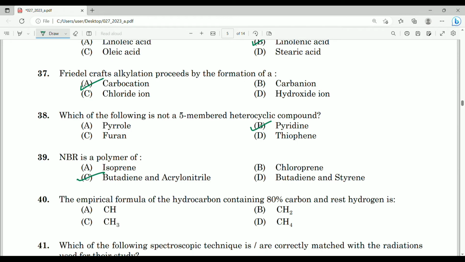40. The empirical formula of the hydrocarbon containing 80% carbon and rest hydrogen is. So you have to find the empirical formula. So carbon, hydrogen, then 80% carbon is there, 20% hydrogen. So 80 divided by 12. Then 20 divided by mass of hydrogen 1. 80 by 12 will give you 6.66 something. Then 6 and 20. So you can simplify this. 3 6 are 80. So approximately 3. So 1 is to 3. So the formula will be CH3. So answer C option, CH3.